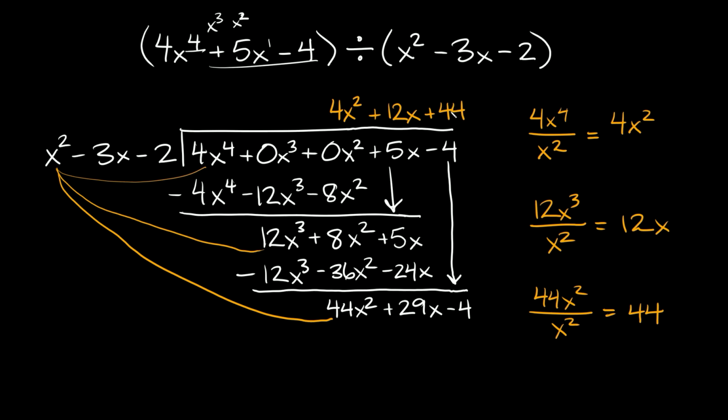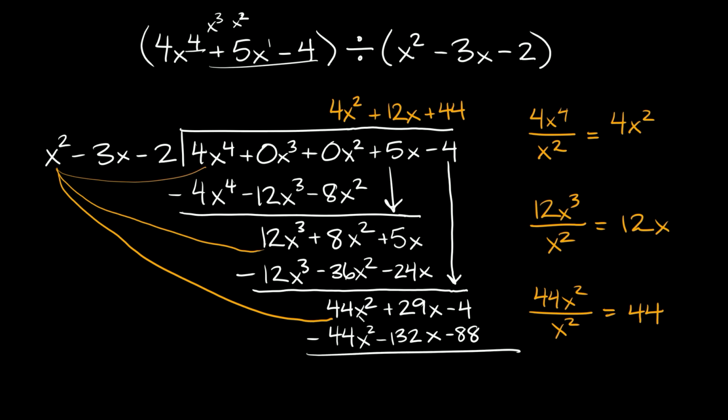So first of all, 44 times x squared is just equal to 44x squared. And then 44 times negative 3x is equal to negative 132x. Okay? And then positive 44 times negative 2 is negative 88, right? So minus 88. Okay? So now we're going to subtract these guys right here.